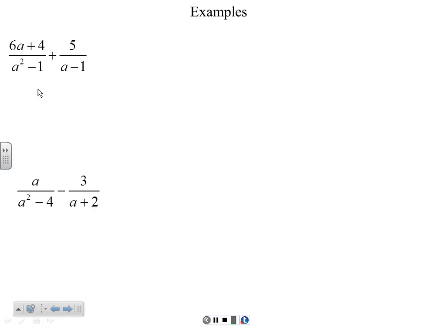So let's try again. Here, we're going to factor this into a plus 1 and a minus 1. So that is going to be the difference of two squares. Let me write that a little bit better. Okay, and so now we're going to find that common denominator.